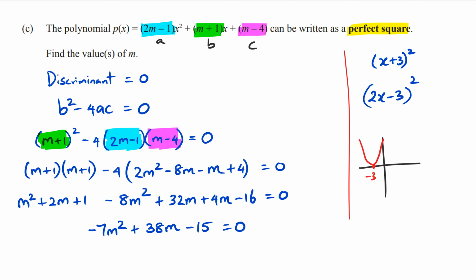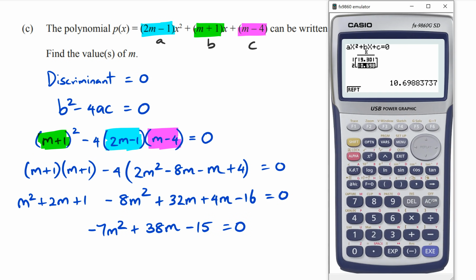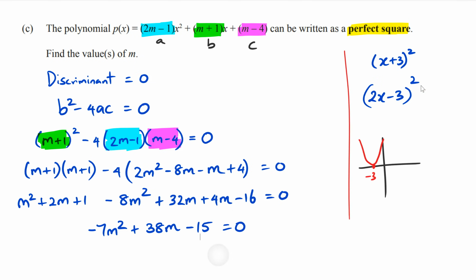At this point, we're going to solve this using the quadratic formula, guys. Our a value in this case is negative 7, because that's the coefficient of m squared. Then we've got 38, the coefficient of m, and we've got minus 15 by itself. When we solve this, we get two answers. Our first answer is 5, and our second answer is a fraction, 3 over 7. So we're going to put down m is equal to.